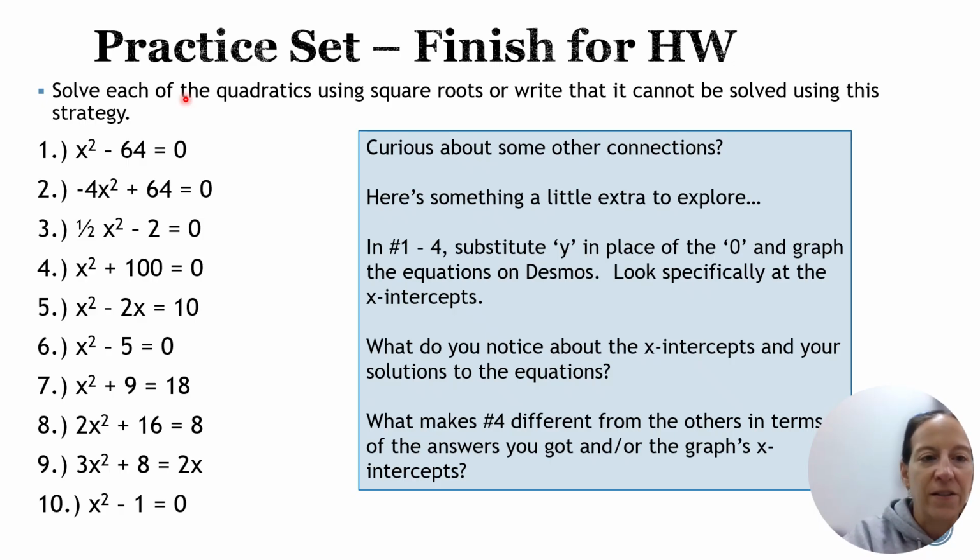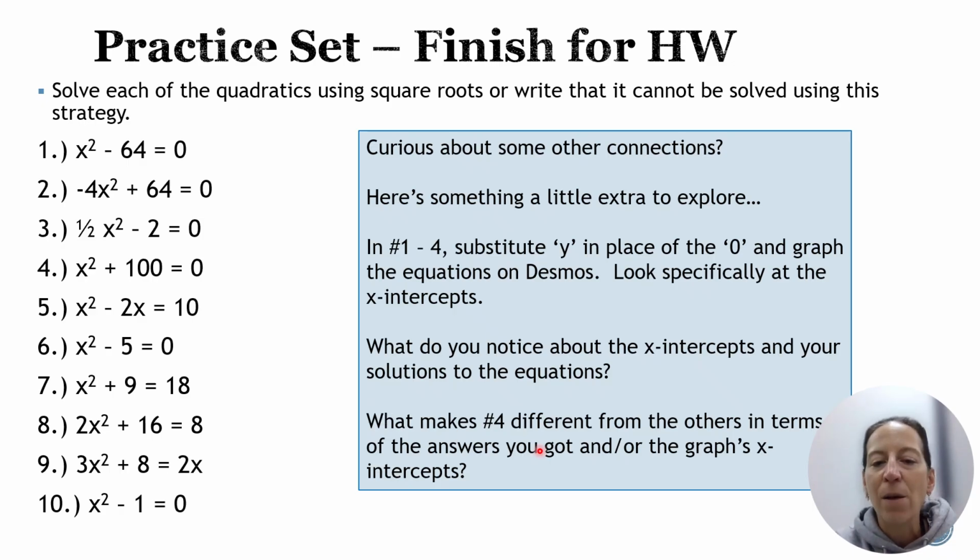In each of these, substitute a y, okay, in 1 through 4. Substitute a y instead of the 0. So it would be x squared minus 64 equals y, okay? So substitute that, and then go and graph them in Desmos with the y in them. And look specifically at the x-intercepts, okay? Look specifically. What do you notice about the x-intercepts and your solutions to the equation? So you've already solved them. Now graph them, and you should see a connection between the x-intercepts and what your solutions are.